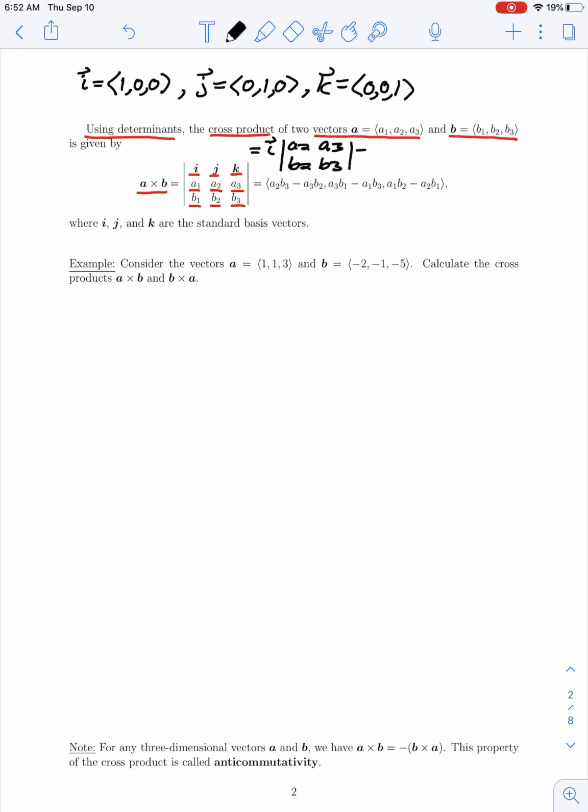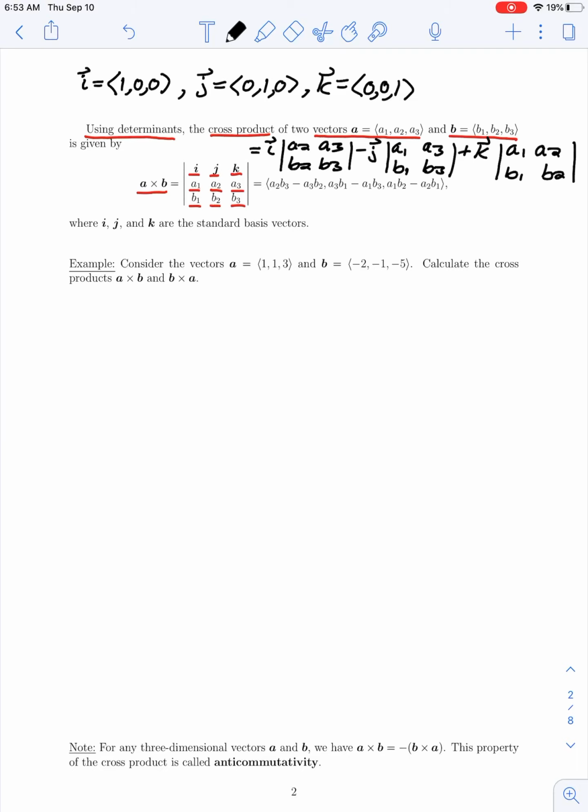Then I would subtract the second entry in my first row, which was j, times the determinant of the 2 by 2 submatrix I get by deleting the first row and second column, which would give me A1, A3, B1, B3. And then we add the third entry in that first row, which was the vector k, times the determinant of the 2 by 2 submatrix A1, A2, B1, B2.